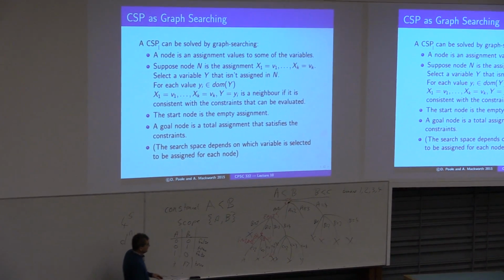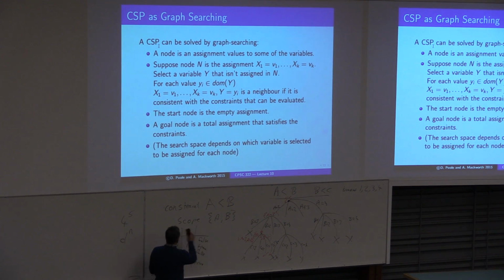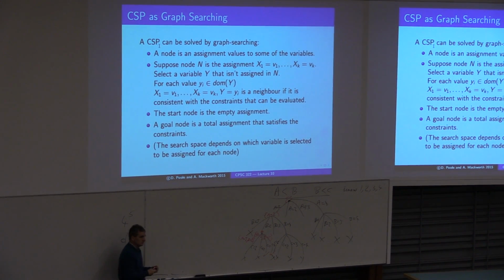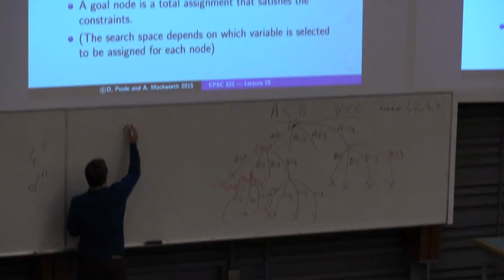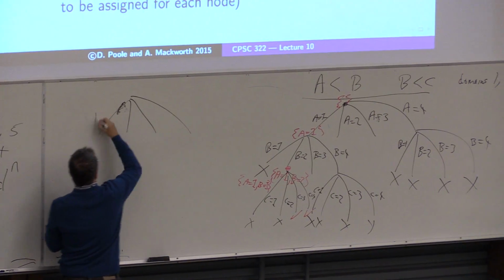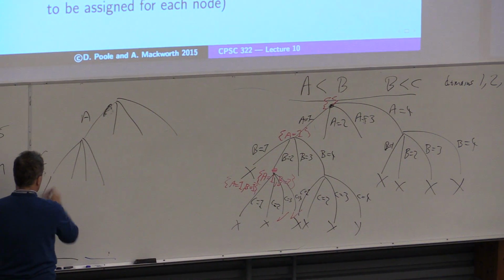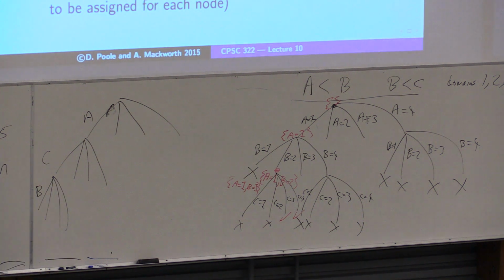Now this search space here depends on which variable is selected. So if we have those constraints, which variable should I select first? So I got this one. This is my problem I'm going to look at. So I selected here A, B, and C, but I didn't need to. What if I first split on A, and then I split on C, and then I split on B? Is that a good ordering?